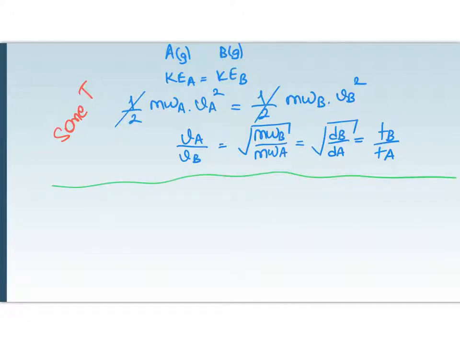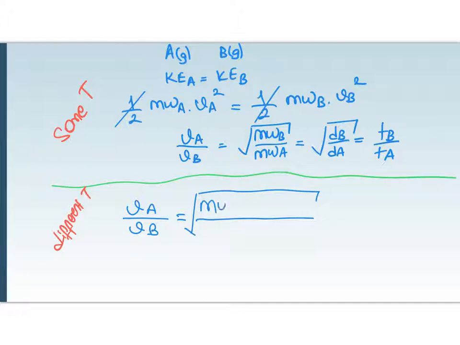What if they are not at the same temperature? If they are at different temperatures, then the formula changes a little bit. Velocity of A over velocity of B is equal to the square root of molar weight of B times temperature of A, over molar weight of A times temperature of B. So the velocity and the temperature have a direct ratio. Again, temperatures should be in the unit of, of course, Kelvin.